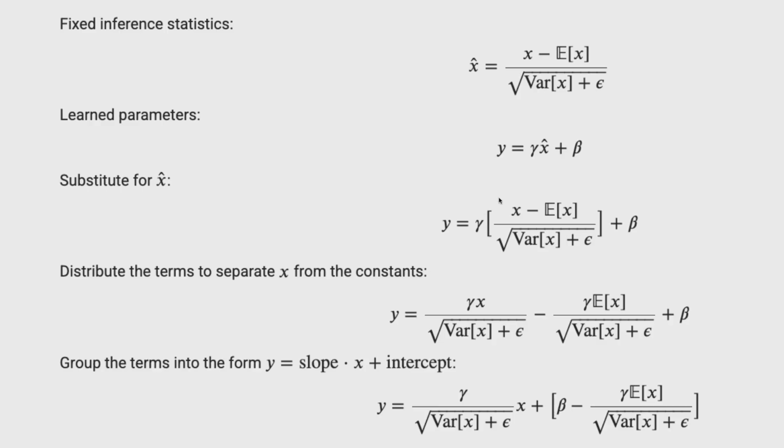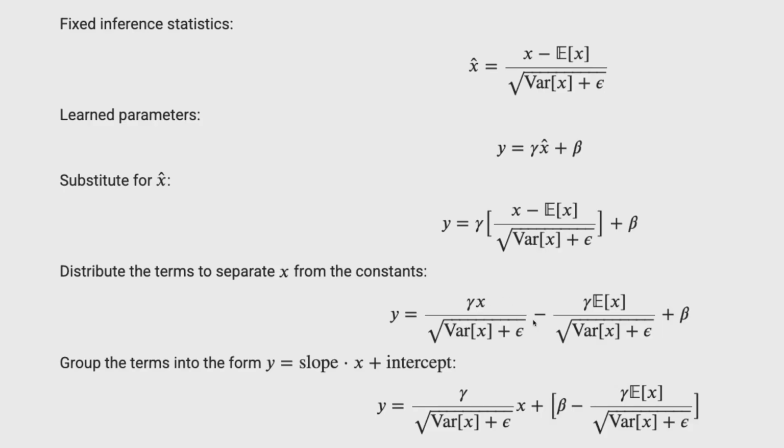We're going to distribute this gamma. So we get gamma x over the square root of the variance, minus gamma times the moving average of our mean divided by square root of variance, plus beta. And then we're just going to reorganize a little bit.